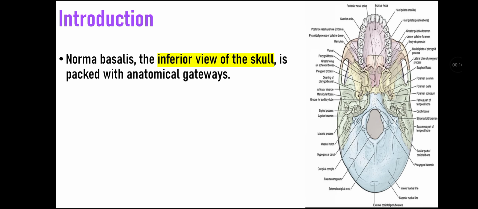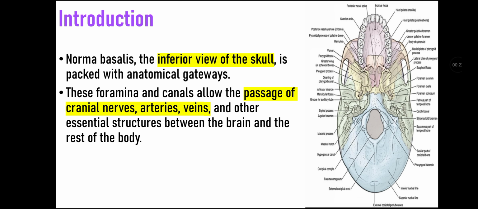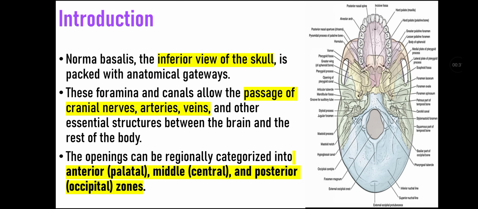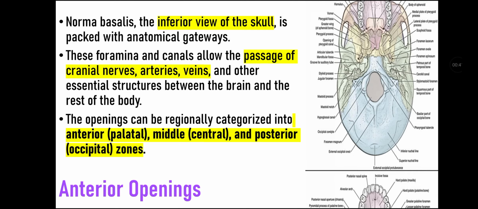Norma Basalis, that is also called the inferior view of skull, is packed with anatomical gateways. These foramina and canals allow the passage of cranial nerves, arteries, and veins and other essential structures that are present between the brain and rest of body. The openings can be regionally categorized into anterior, that is palatal region, middle, that is central region, and posterior, that is also called as occipital zone or occipital region.